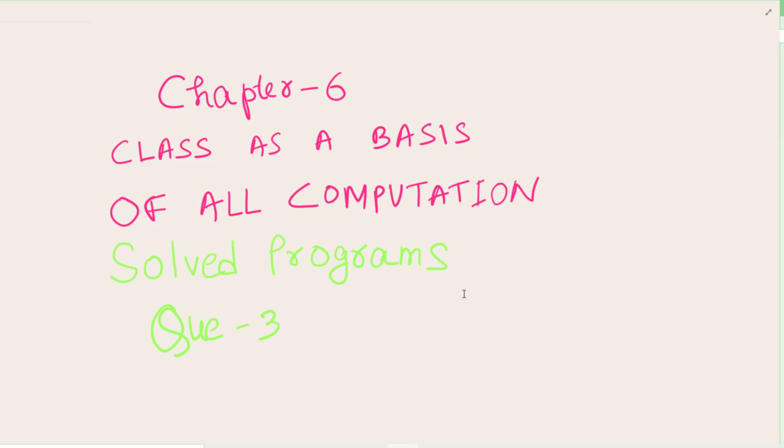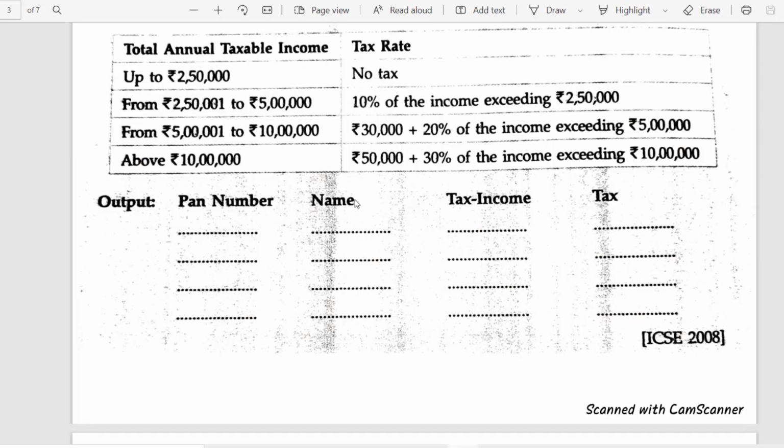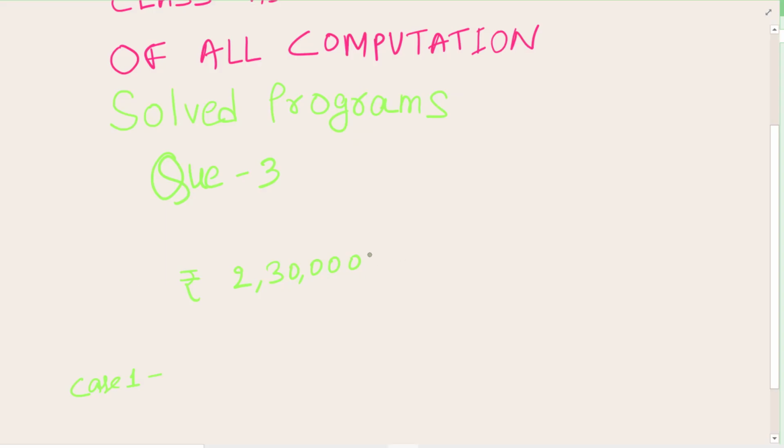Suppose I write case 1. Case 1 might be your income is say 2,30,000. Then according to that table, how much tax do you have to give? You have to give no tax. So the calculated tax will be 0. If this is your income, then your tax will be 0.